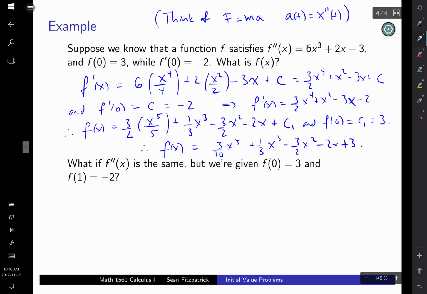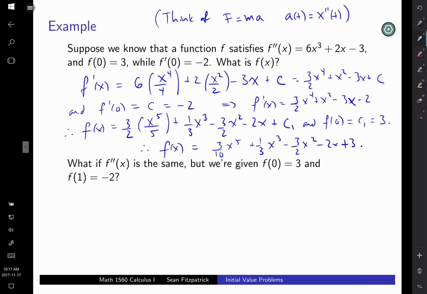So I can do the antiderivative twice, and as long as I have two pieces of information, the initial conditions for both f and f prime, I can recover my function. Okay. A variation on this problem, in the language of differential equations, you would call this a boundary value problem rather than an initial value problem. This is one where instead of being given initial conditions for both f and f prime, I'm given the value of f at two different points.